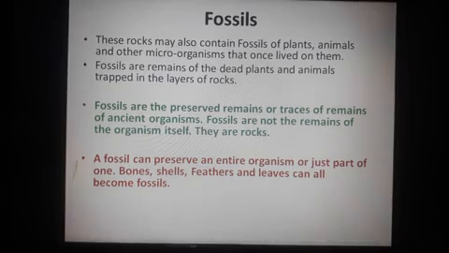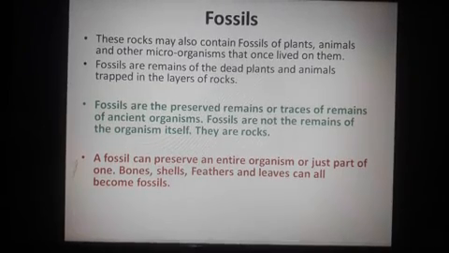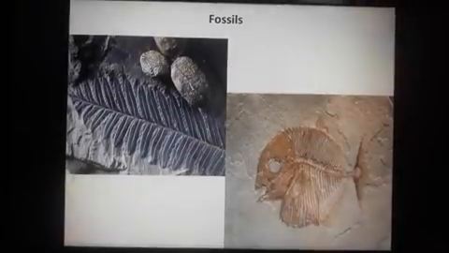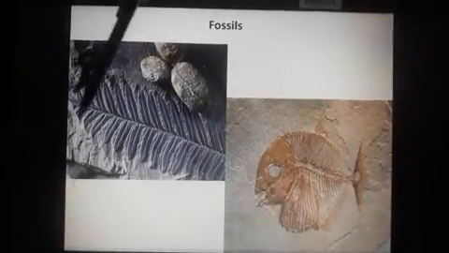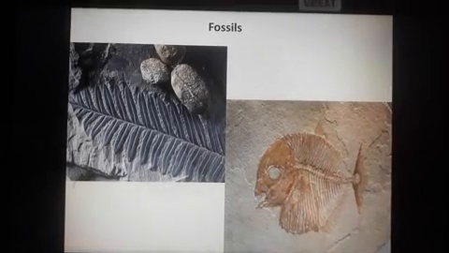They are rocks. A fossil can preserve an entire organism or just a part of one, like bones, cells, feathers and leaves, which can also become fossils. You can see a plant leaf fossil, and you can see a fish. So they are the fossils.